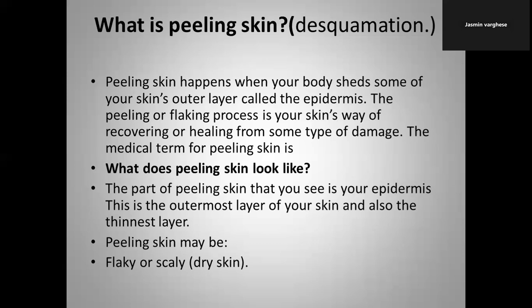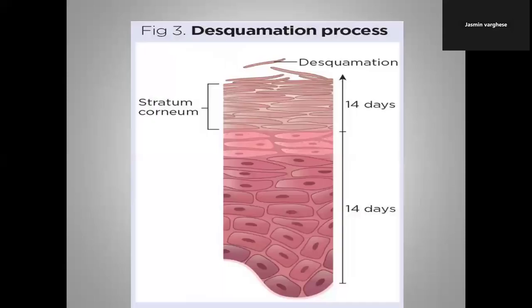What does peeling skin look like? The part of the peeling skin that you see is your epidermis. This is the outermost and also thinnest layer of the skin, and peeling looks like flaky or scaly dry skin. So in this image you can see how the desquamation occurs. The stratum corneum, the uppermost layer of your epidermis, will shed every 4 weeks, 28 days.